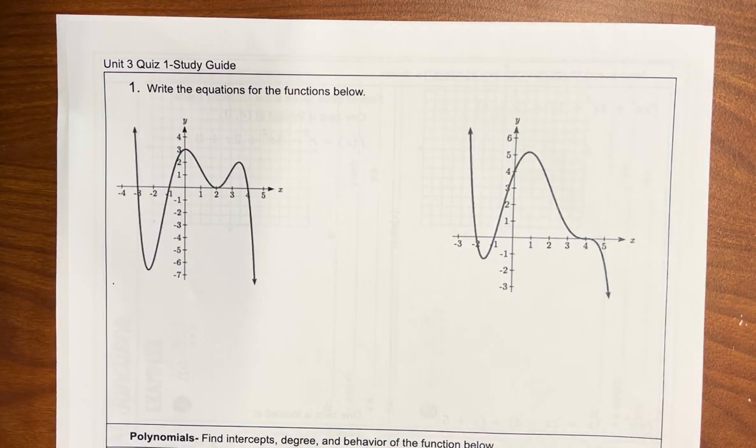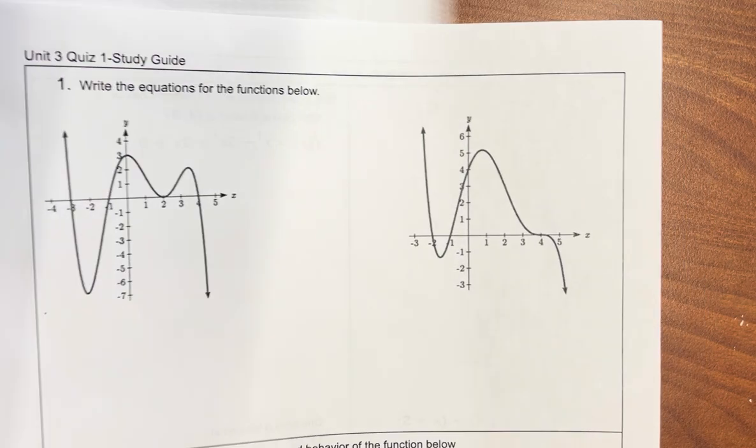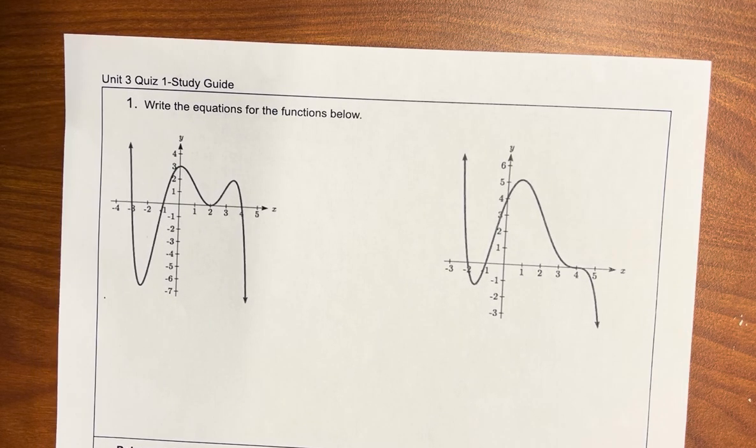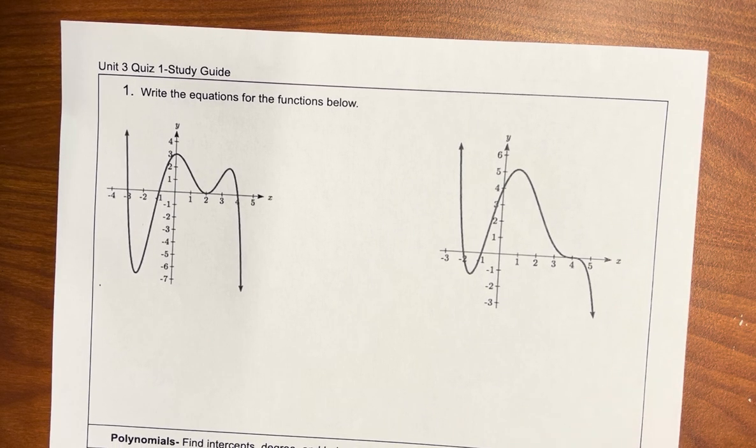Okay, let's go through the study guide for Unit 3, Quiz 1. So we were talking about polynomials and how to write equations when given graphs and how to identify different aspects of a polynomial function given an equation. So let's break it down a little bit.